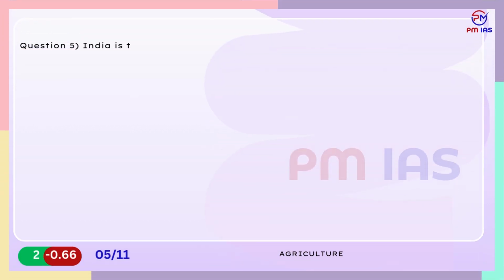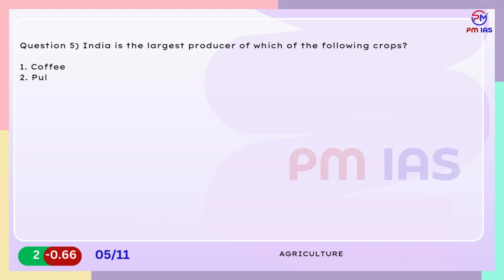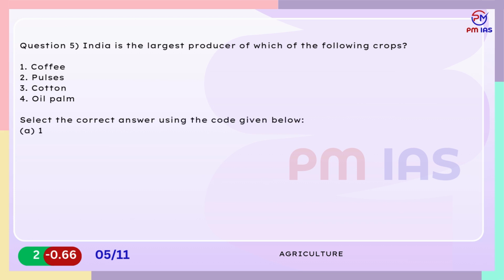Question 5. India is the largest producer of which of the following crops? 1. Coffee. 2. Pulses. 3. Cotton. 4. Oil palm. Select the correct answer using the code given below. A. 1, 2 and 3 only. B. 2 and 3 only. C. 3 and 4 only. D. 1, 2, 3 and 4.